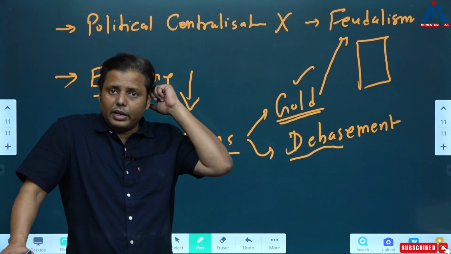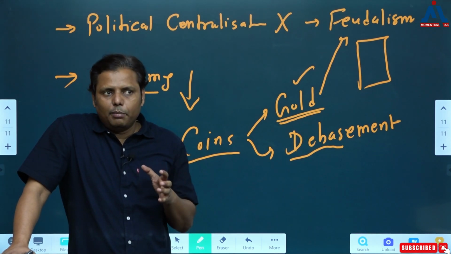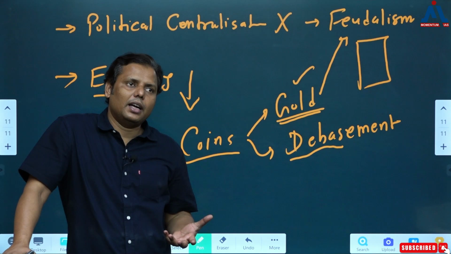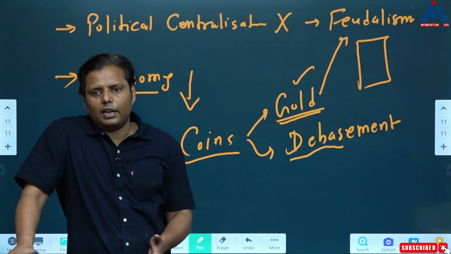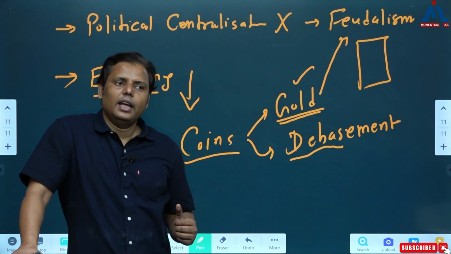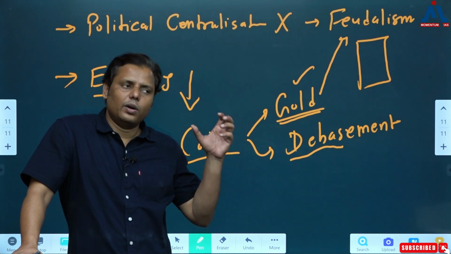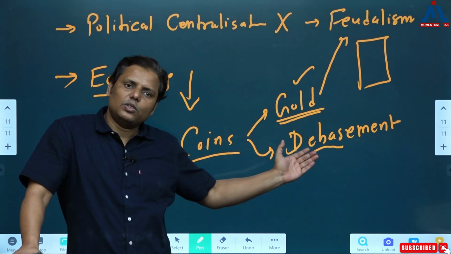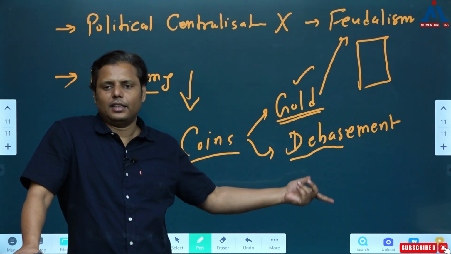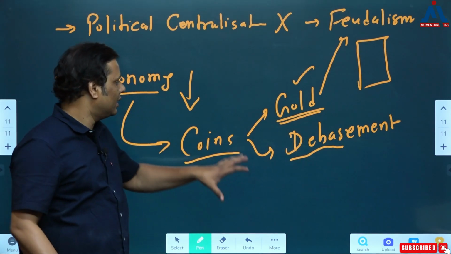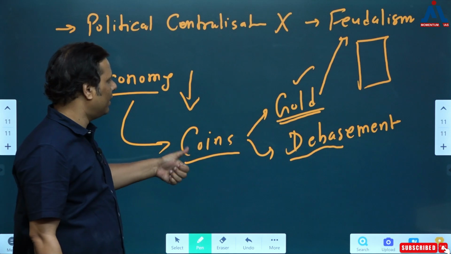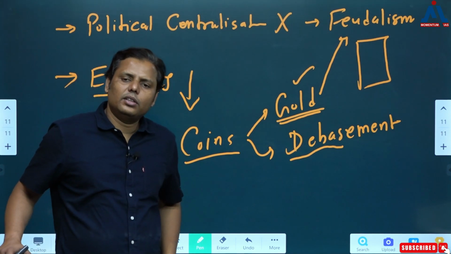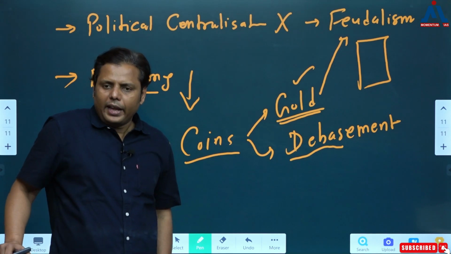When it comes to debasement, you have to think that debasement clearly indicates that the acceptance of Gupta coins in outside markets must have declined. If your coins are really debased, they would lose their validity in other markets, and so they must not have been used in international trade. That's what they had been proving. So this is the idea put forward by them, and it shows that this period was not the golden age.